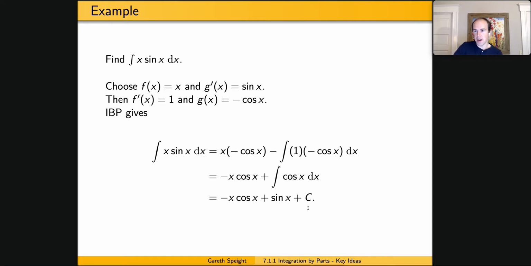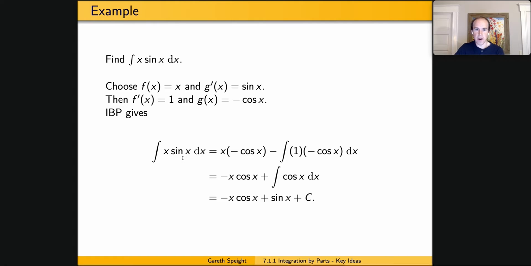And as usual with indefinite integral problems, we can always check this answer by differentiating, right? The indefinite integral just represents an antiderivative. So if we differentiate what we ended up with, we should get back to where we started. So you could check, for instance, using the product rule, that differentiating this really becomes x sine x.